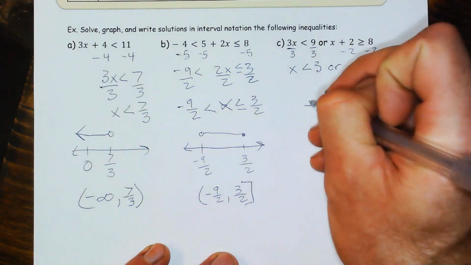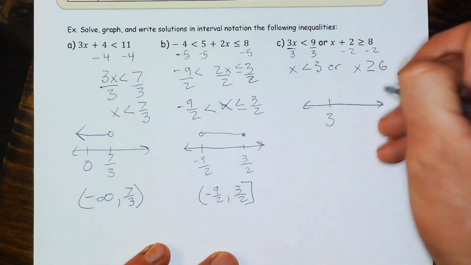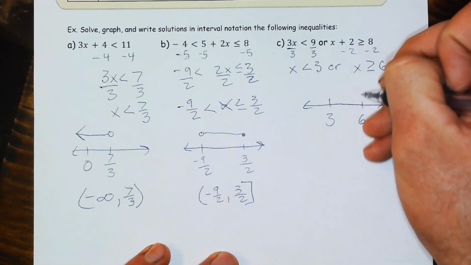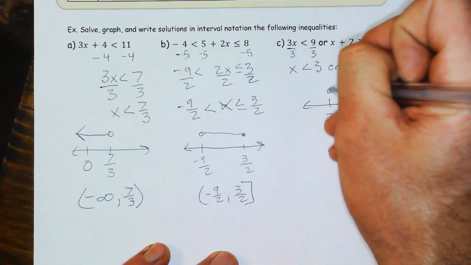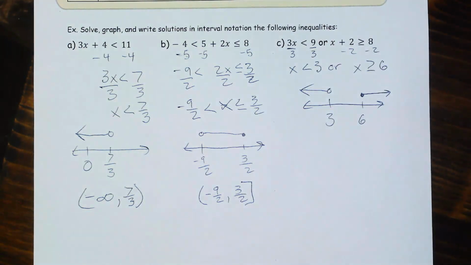I draw my number line. I'm going to put a 3 on there. I'm going to put a 6 on there. Solid dot above the 6, off to the right because it's greater than. Open dot above the 3, go to the left because it is less than.